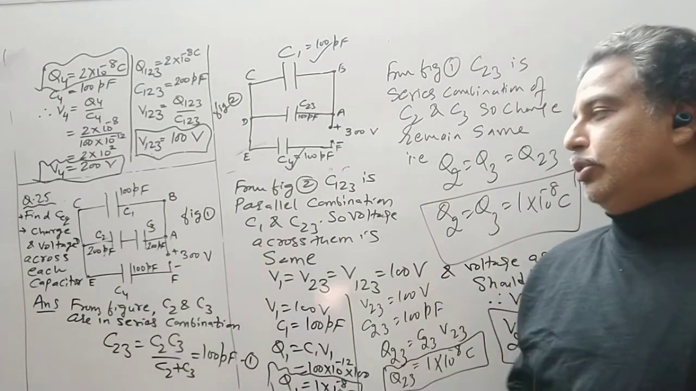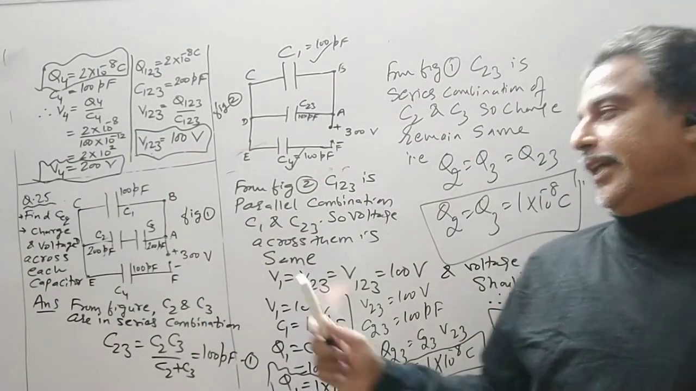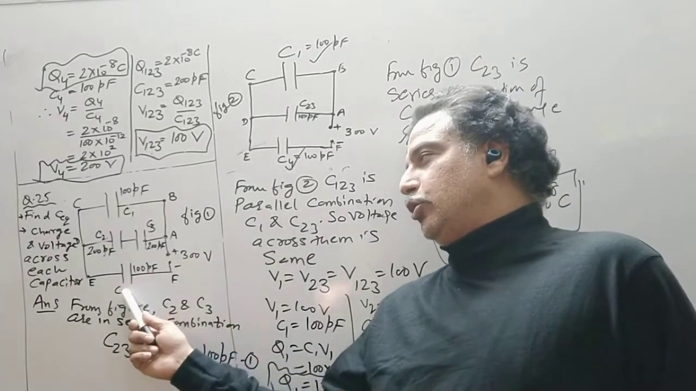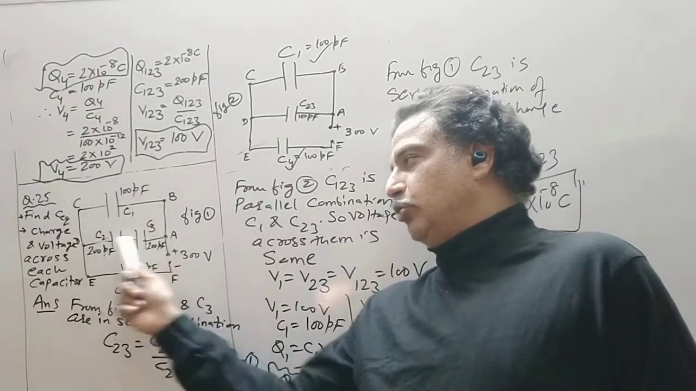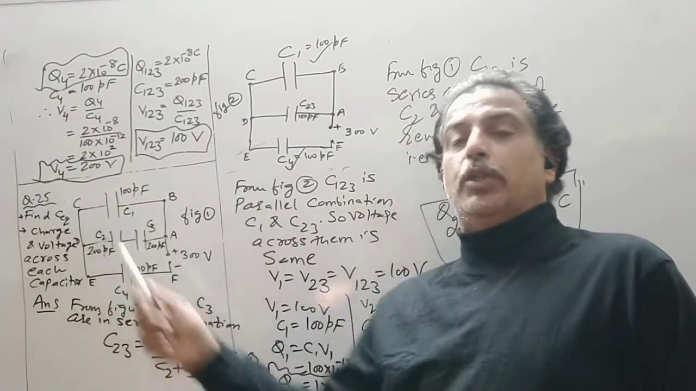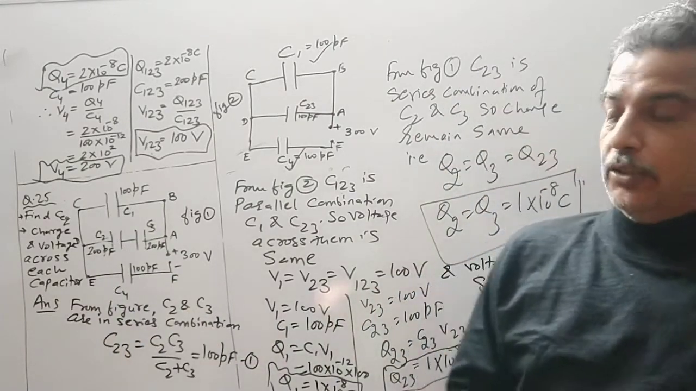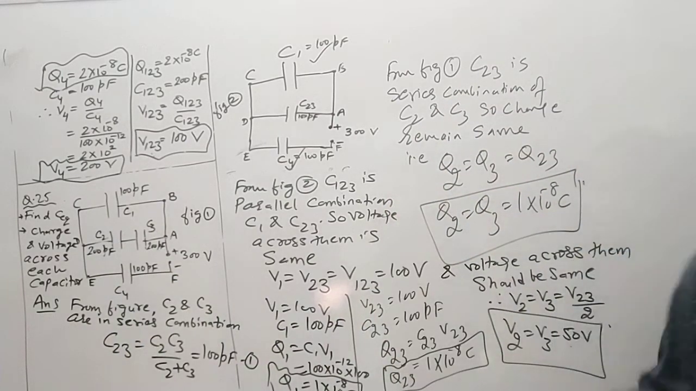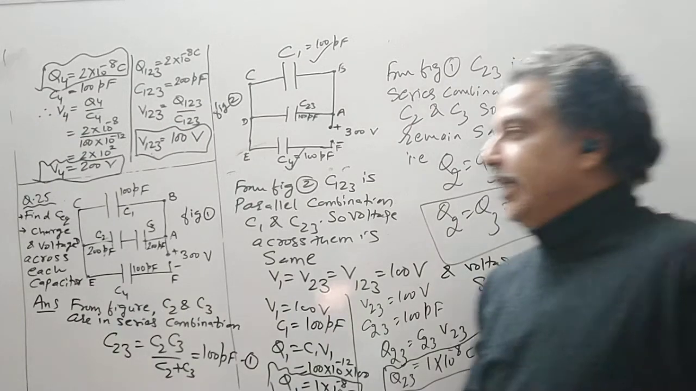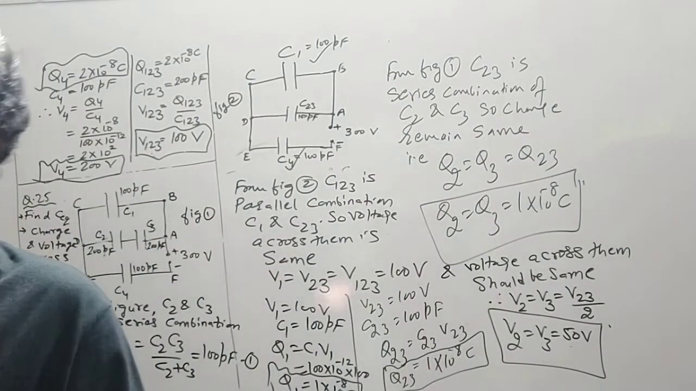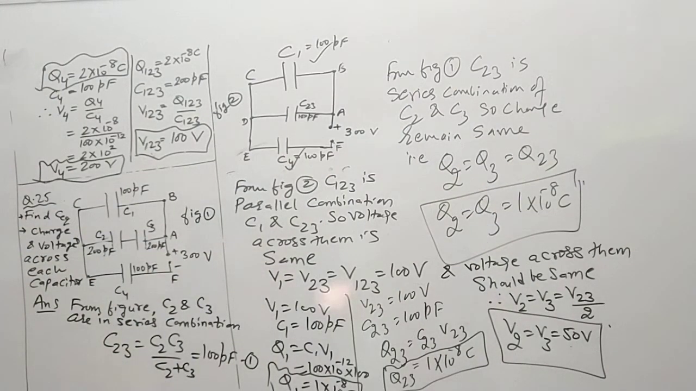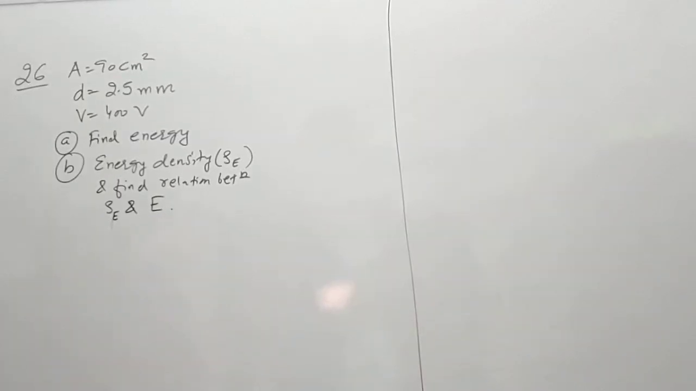So out of 2 into 10 raised to minus 8, this will have 2 into 10 raised to minus 8. This portion has 1 into 10 raised to minus 8, 1 into 10 raised to minus 8. So this is how you find out the equivalent capacitance, charge and voltage across each capacitor. Now see question number 26.